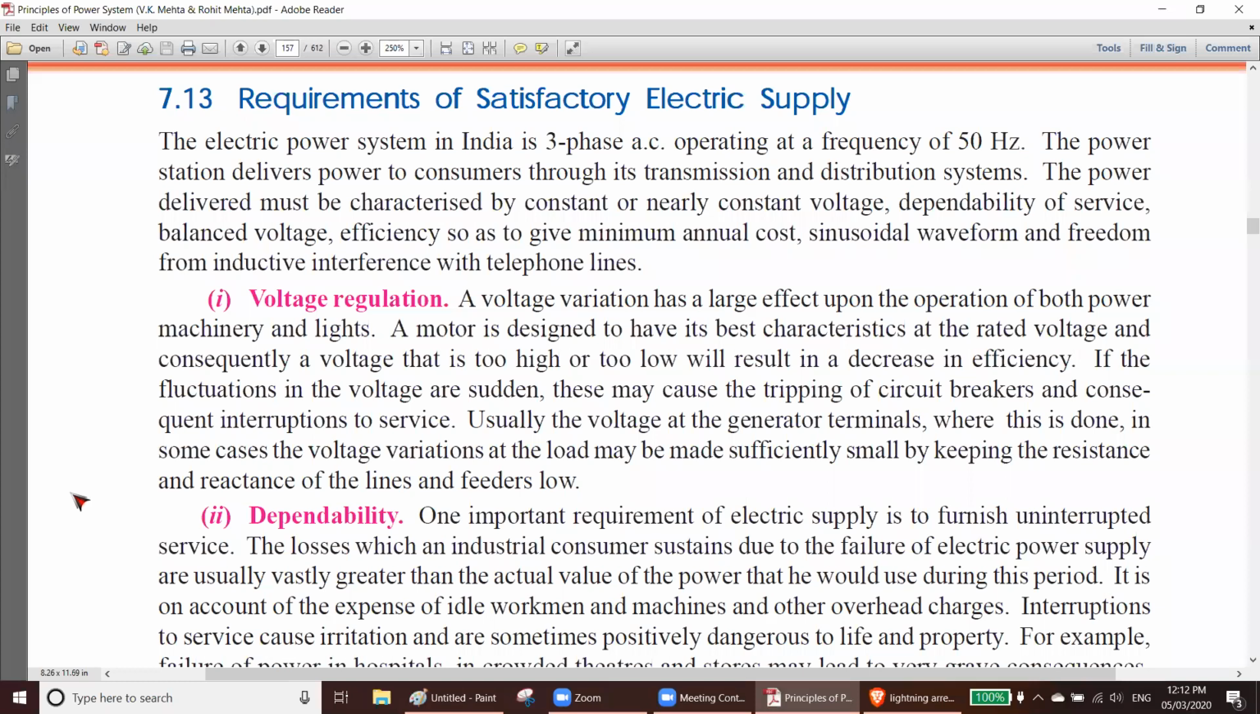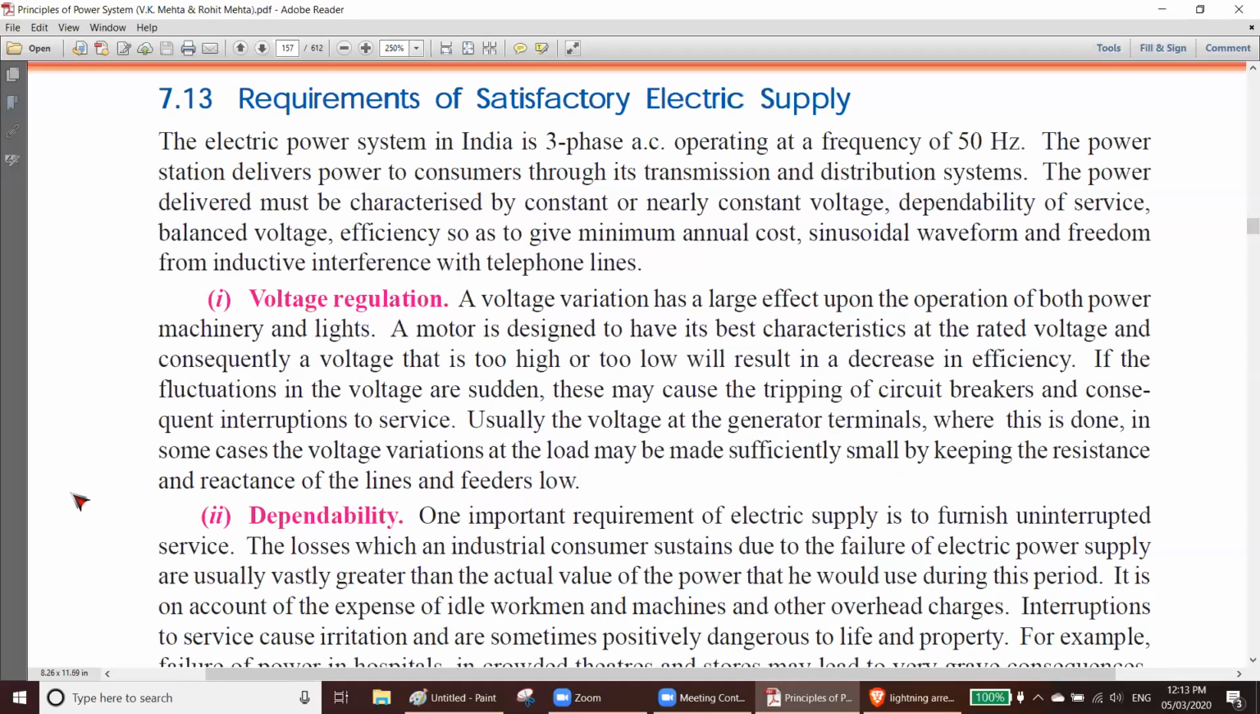And how can you call an electric supply system reliable? You have to understand voltage regulation. Your voltage regulation should be top notch. Voltage regulation has a large effect upon the operating of both power machinery and lights, obviously, because if your voltage goes up and goes down, it is not good for your machinery. It is not good for your light, because your motors will be damaged.